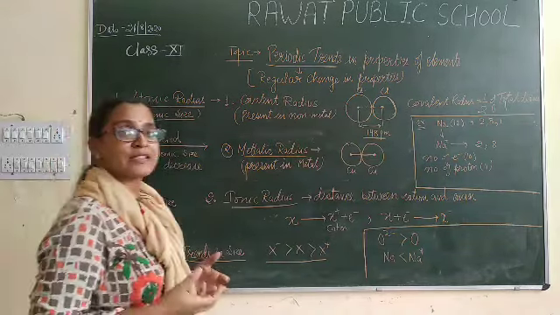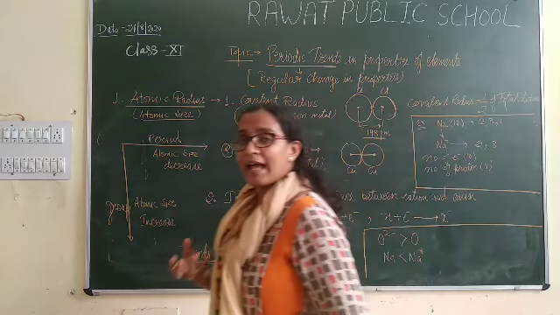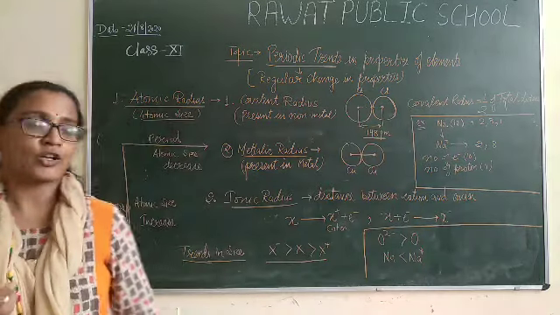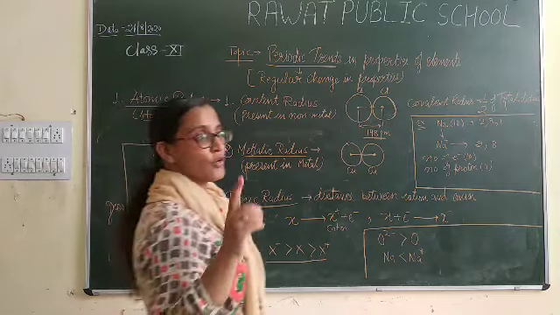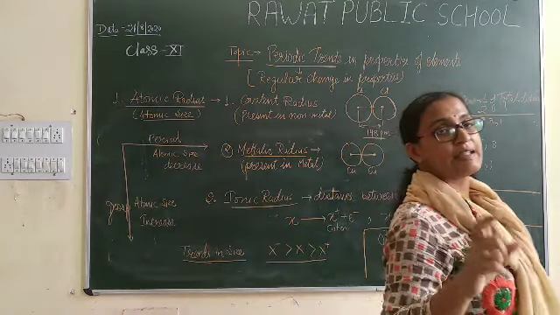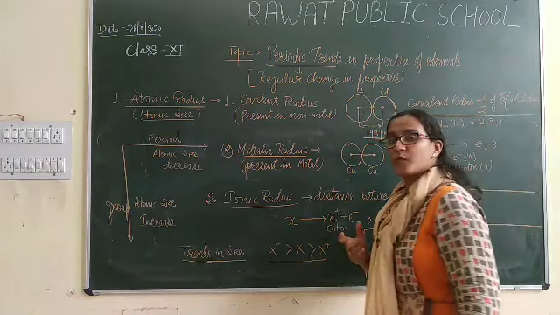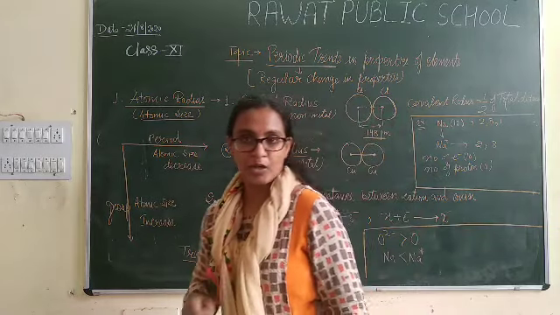When atoms are present in combined form, they form molecules and compounds. In that condition, we calculate the atomic radius. So first thing, we only calculate atomic radius in the combined form. In the elementary form, we cannot calculate the atomic radius.